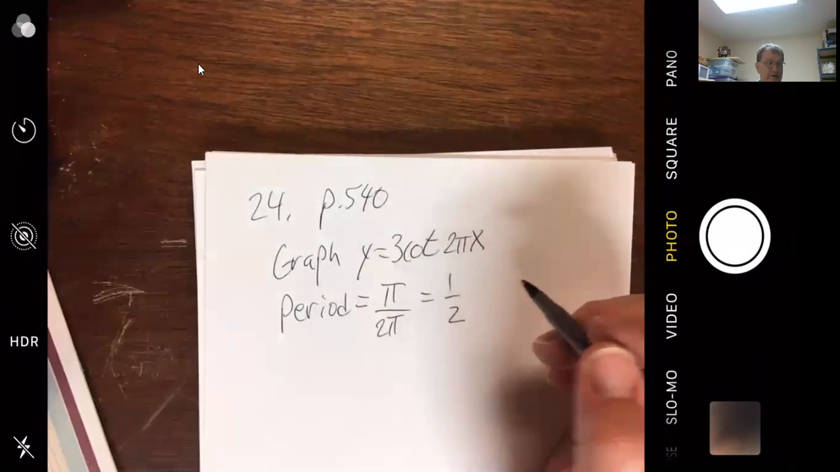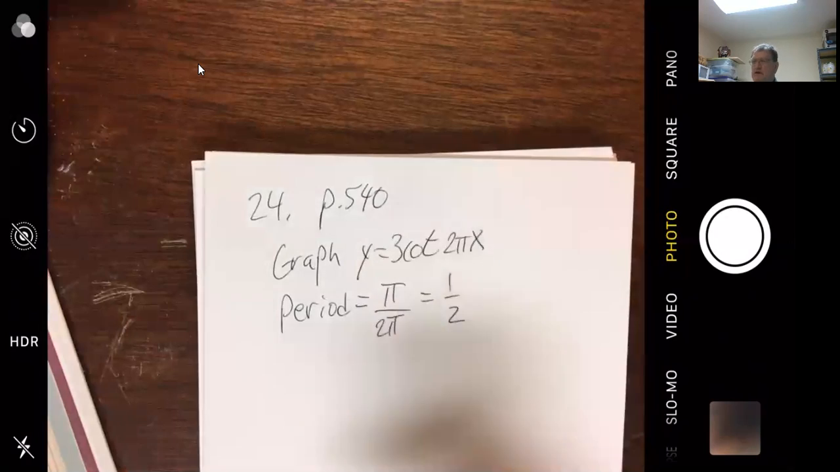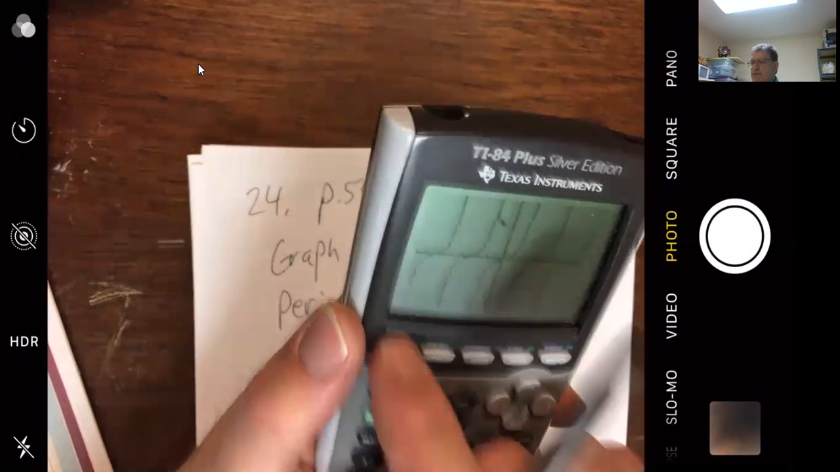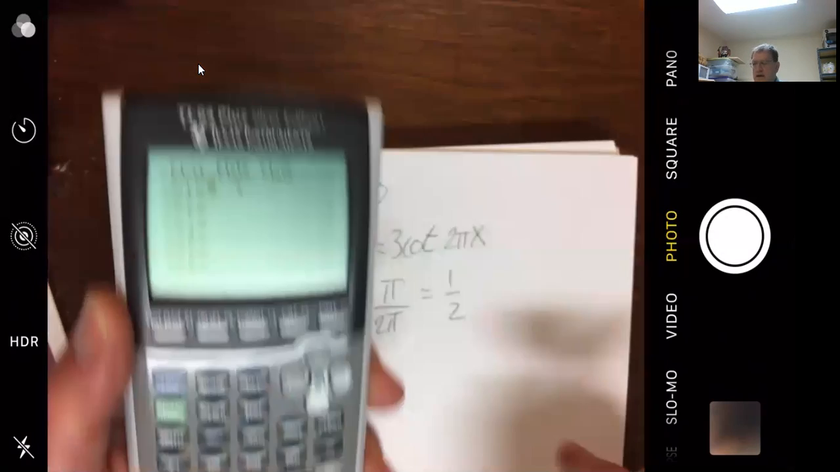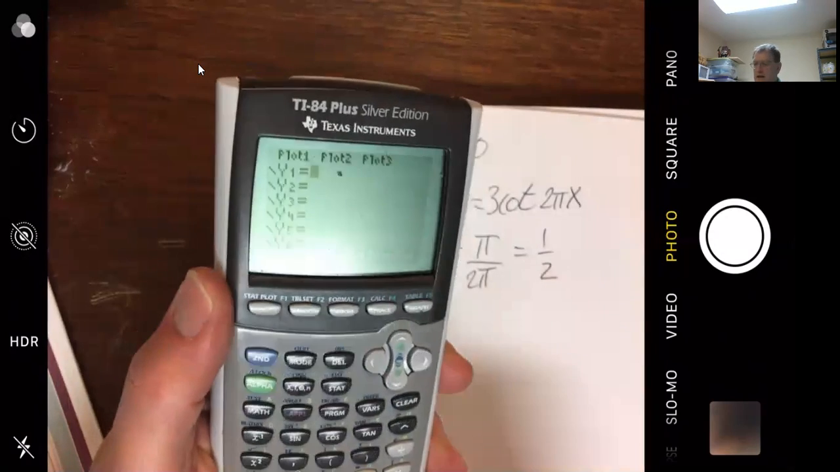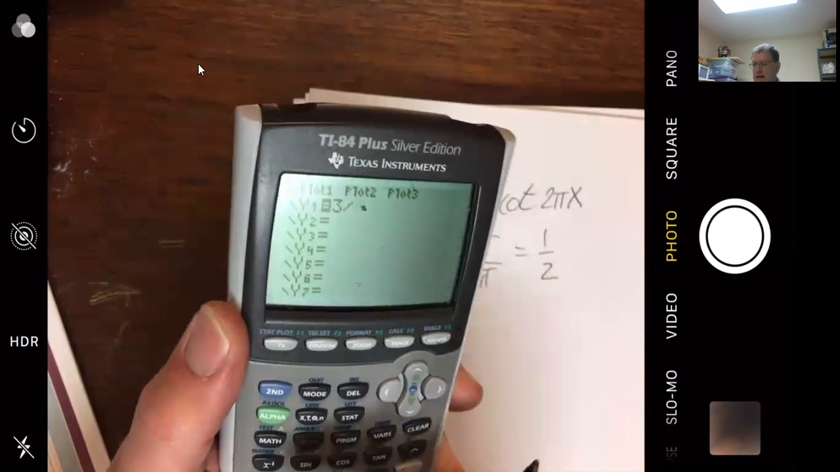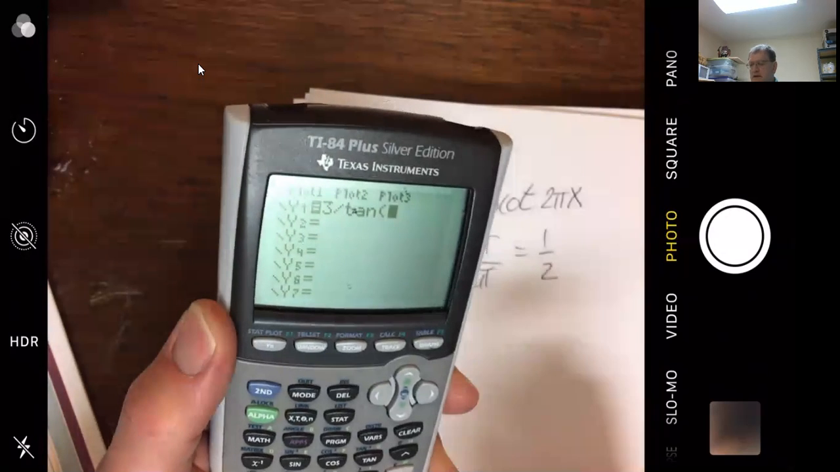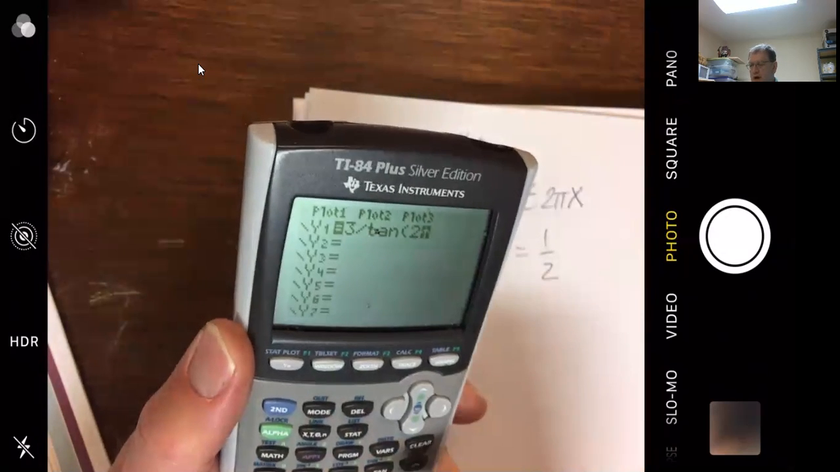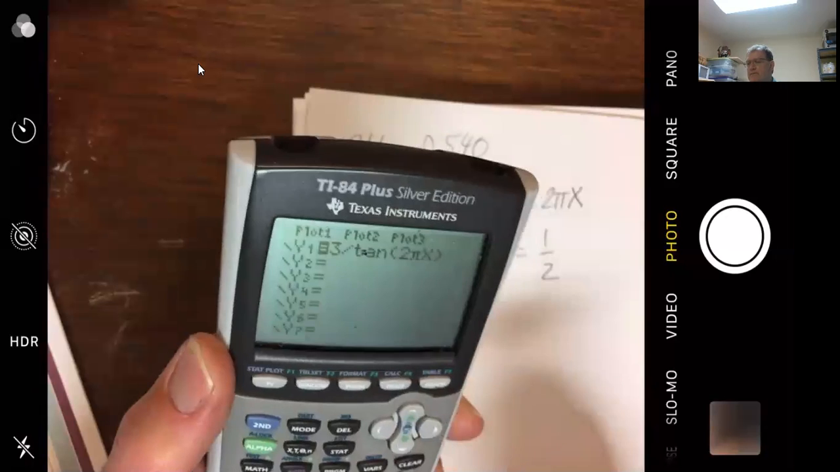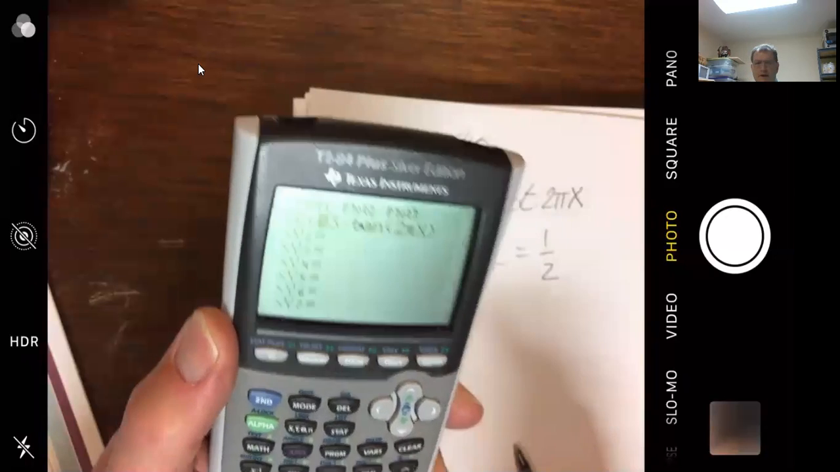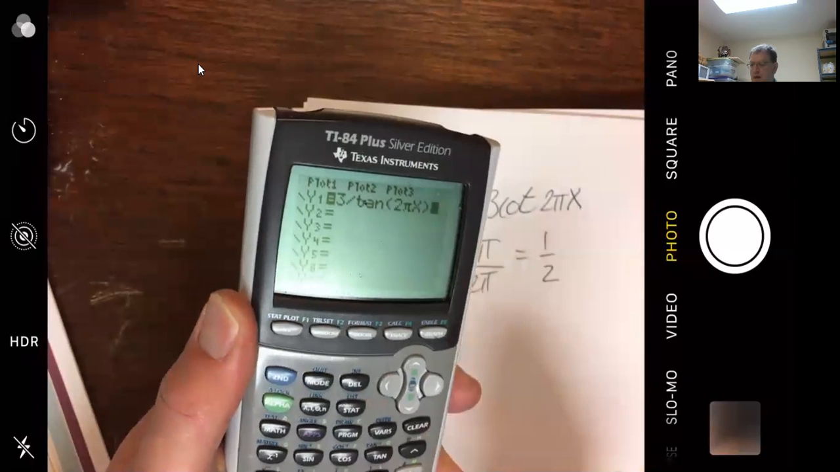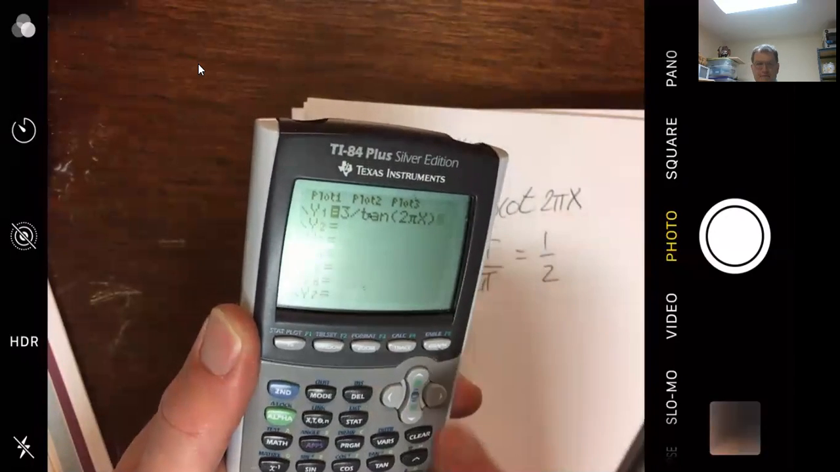Okay, and I don't have cotangent memorized. It kind of does the reverse S's of tangent. So we will just graph it as 3 divided by tangent 2 pi x. That would be a 3 cotangent. Tangent on the bottom is a cotangent on top. Graph.